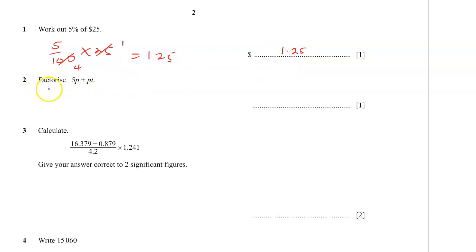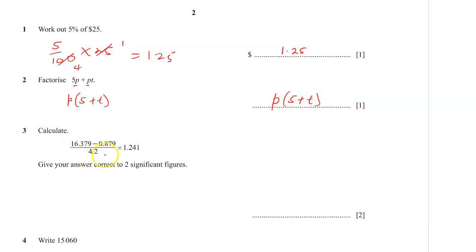Number 2, factorize 5p plus pt. P is a common factor, so you factorize that. P outside the brackets, you remain with 5 plus t. Answer is p(5 plus t).